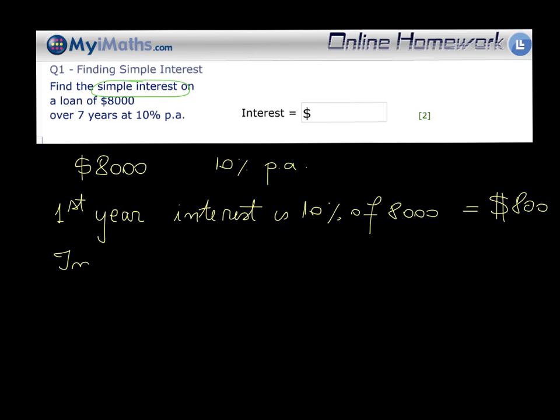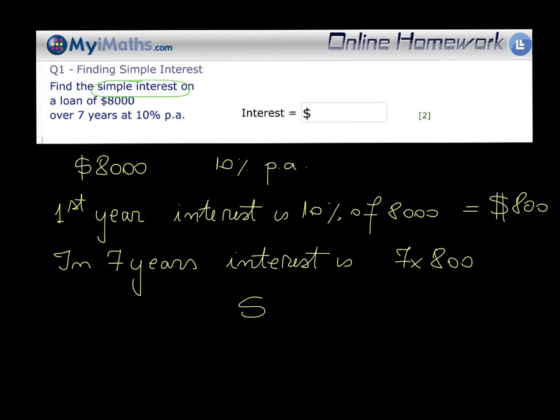So in 7 years, being simple interest means that every year you pay the same. So in 7 years, the interest is 7 times 800. So it's 5,600. This is your interest, 5,600. As you see, it's not quite a good deal. Of course, you need to pay the 8,000 back too. But the question asks about the interest, which is 5,600.